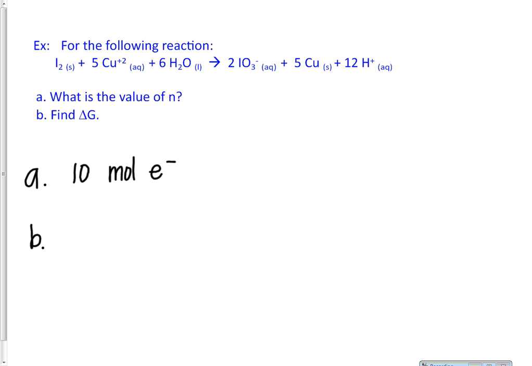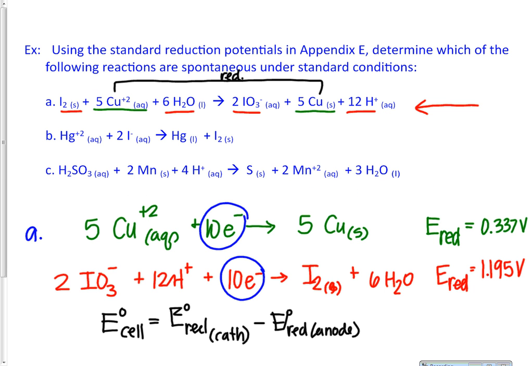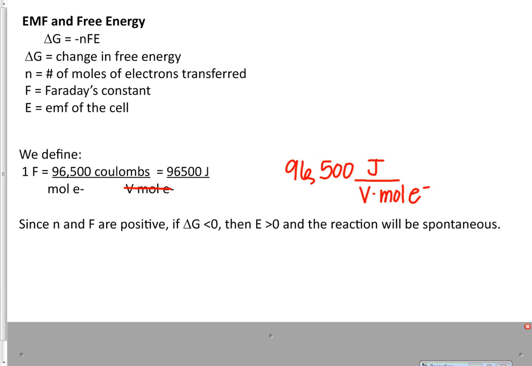And in B, they just want me to find what delta G is. So delta G is equal to the negative N times Faraday's constant times the E of the cell. So we already know that 10 is our number of moles of electrons. Faraday's constant is 96,500 joules per volt mole of electrons. And then the cell potential, normally we would figure out, but we just did that in the previous problem. It's the same equation. So we can say our E cell was negative 0.858. So I'm going to plug that number in.